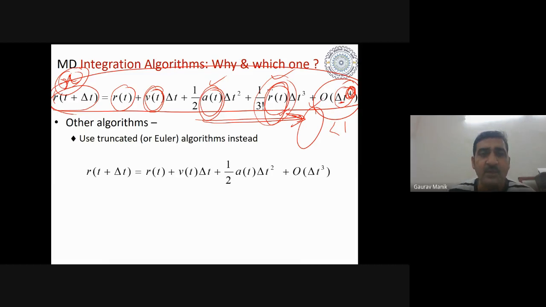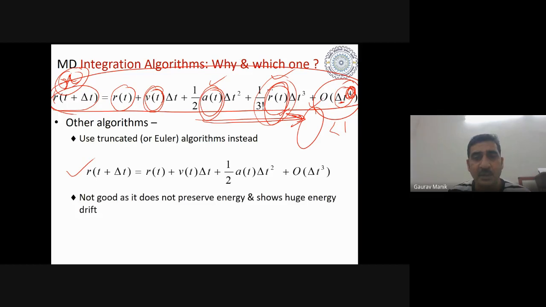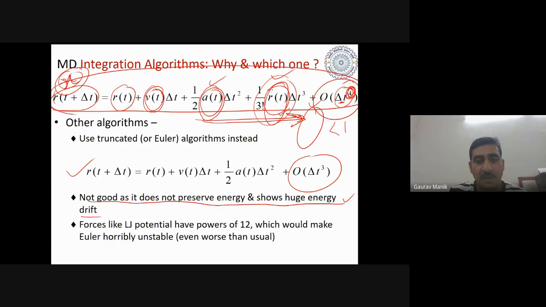There are several algorithms which people have proposed. For instance, the truncated or Euler's algorithm. Okay, it is good in that the error is of the order of delta t cubed. It doesn't require computation of the third order derivative, but it is not very good because it does not preserve energy, and an energy drift might happen. So the particle's energy levels might increase beyond the starting initial energy levels. So that might not be a good case to handle.